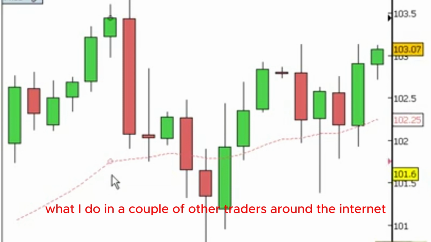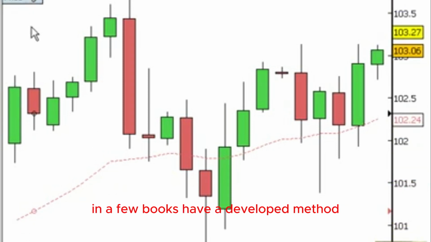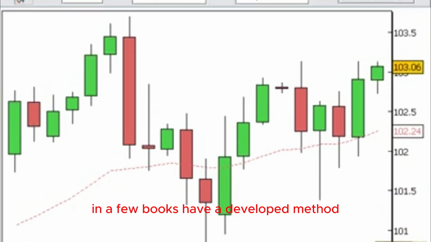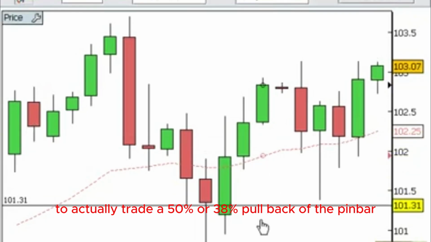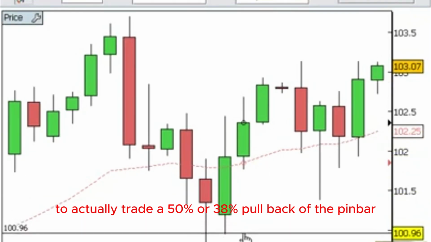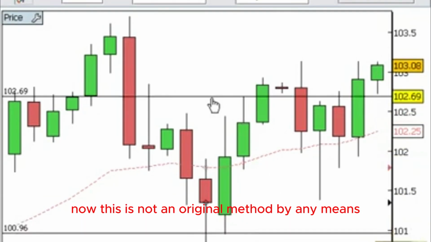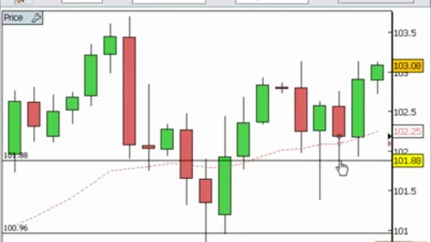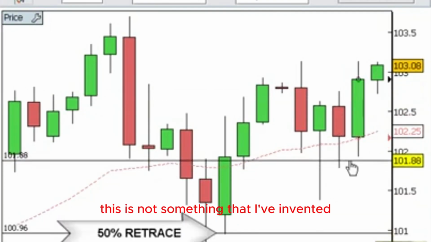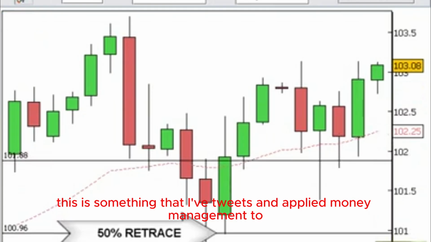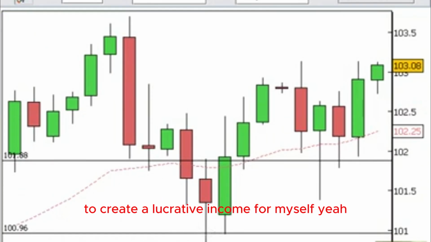What I do, and a couple of other traders around the internet and a few books have developed, is a method to actually trade a 50% or 38% pullback of the pin bar. Now, this is not an original method by any means. This is not something that I've invented. This is something that I've tweaked and applied money management to create a lucrative income for myself.